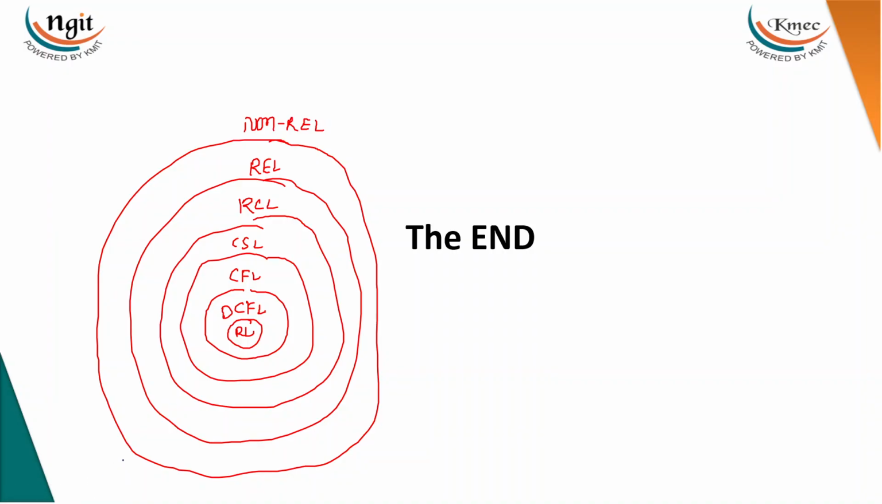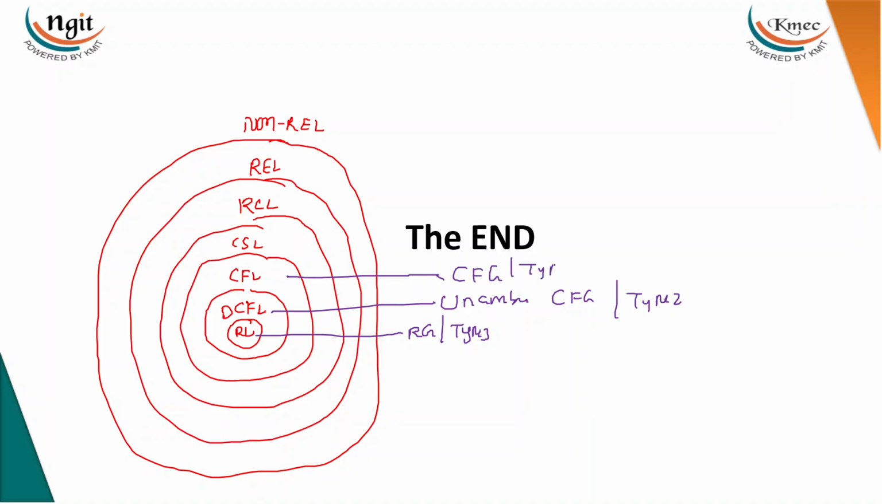What is the grammar to identify it? Regular languages means regular grammar. This is type 3. DCFL means unambiguous context-free grammar. It is nothing but type 2. CFL means any context-free grammar, same type 2 only. And CSL means context-sensitive grammar, type 1. Recursive and recursively enumerable languages both use unrestricted grammar, that is type 0.